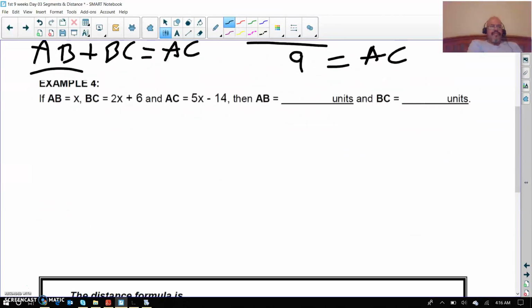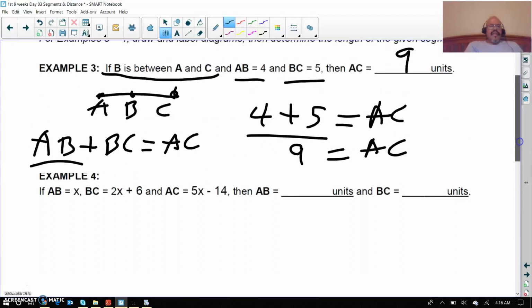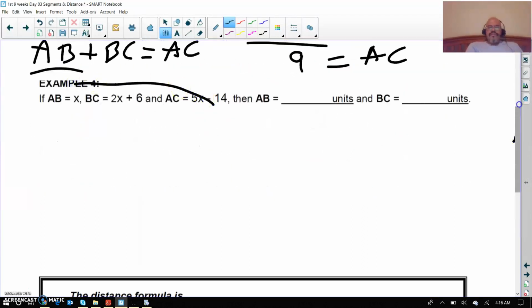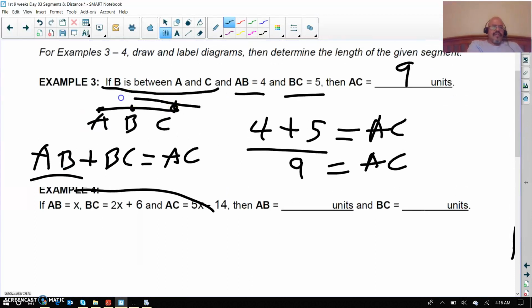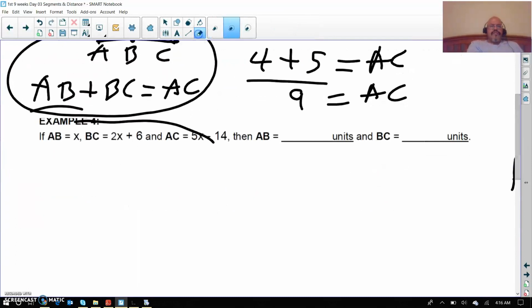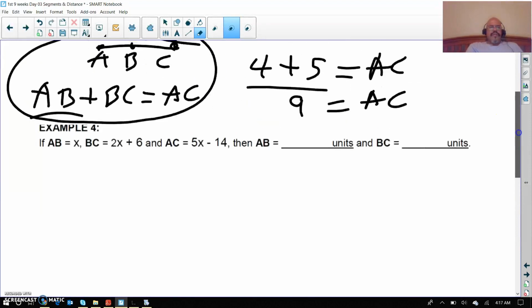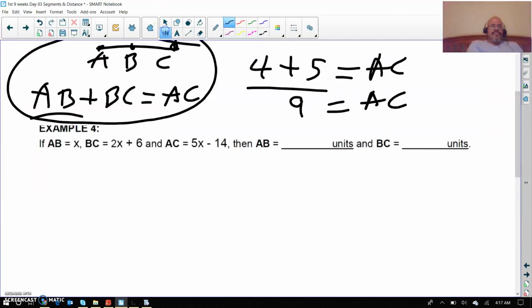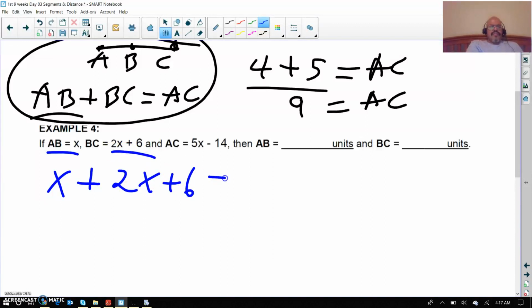Next example, it's almost the same. Again, we can use these particular numbers. Unfortunately, we got that erased. So we're going to use the segment addition postulate again. Let's change colors. Okay, so we have AB is X, so we have X in place of AB, plus BC, which is 2X plus 6, which is equal to 5X minus 14.